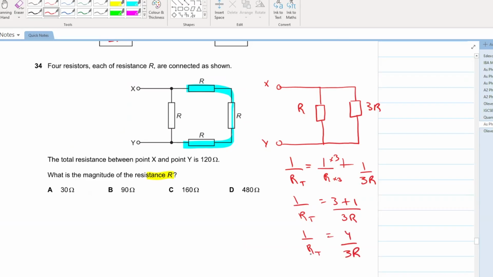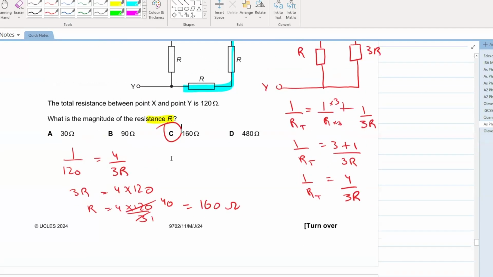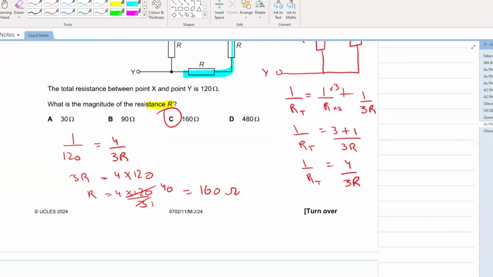Now, what is your total resistance? 120. So in place of total resistance, place 120 is equal to 4 over 3R. Cross multiplied, 3R is equal to 4 into 120. R is equal to 4 into 120 divided by 3. This gives you an answer of 1, and this will become 40. 160 ohms is your answer. C is your answer to 34. Let's further move ahead भाई.